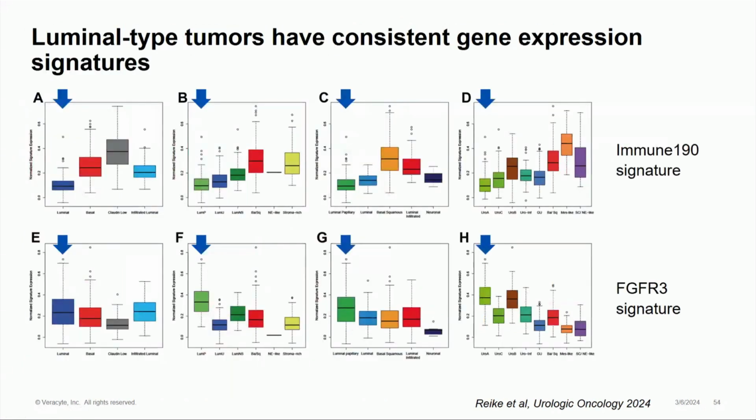These luminal type tumors seem to have consistent gene expression signatures. So here I just picked a couple of the panels. I think there's about 12 in the paper. But for immune 190, you can see that luminal papillary have depleted immune 190 signature scores. This is just immune infiltration signature. And then for FGFR3, luminal papillary and UroA all have higher FGFR3 signal.